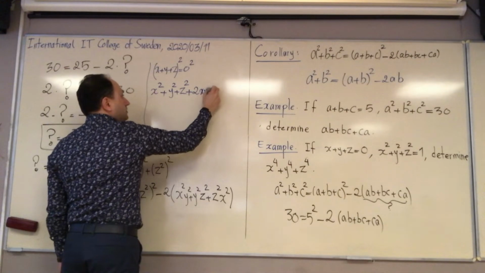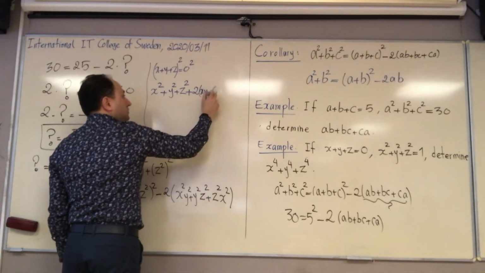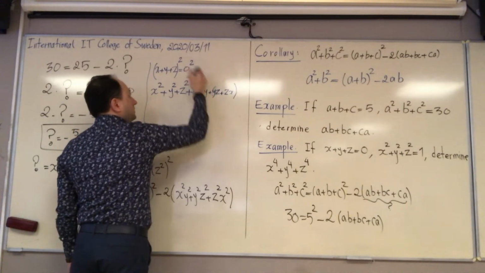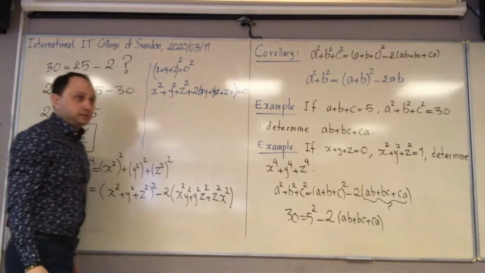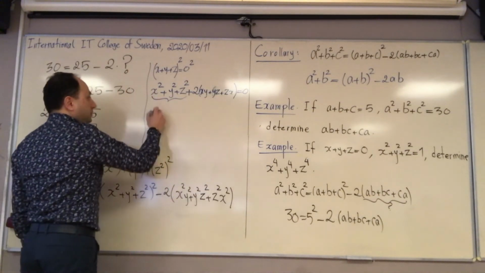2xy plus 2... so let me factor 2 out, yes? So it is 2 times xy plus yz plus zx. And then 0 to the power of 2 is also 0. And of course you are saying that I know this, which is 1, so I put 1 here.